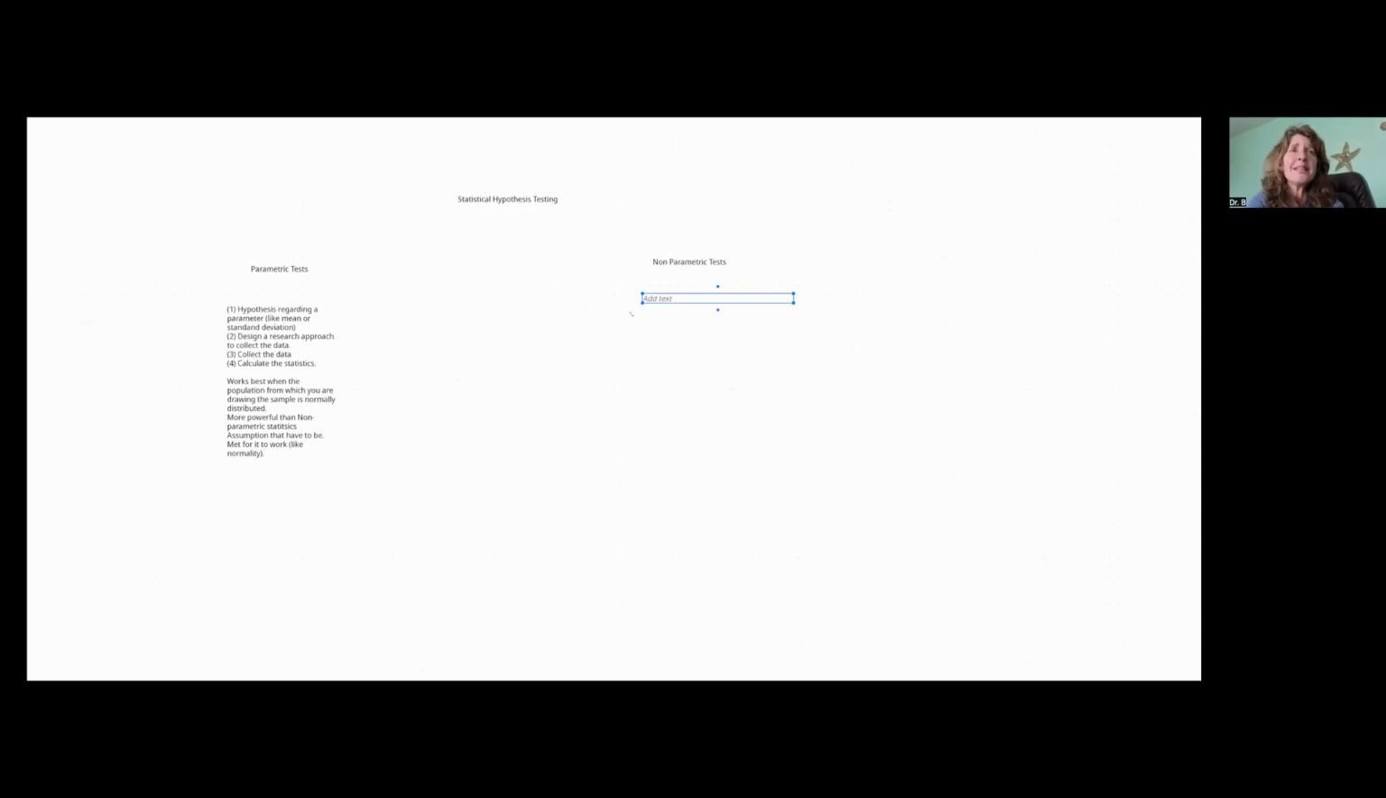So in this case, you are generating a hypothesis, but a parameter is not involved. I'll give you a perfect example. Let's say I noticed an interesting pattern in my advising data. So I have a whole bunch of students who come to me for advising, and I have two male students in that bunch right now, and a whole bunch of females.